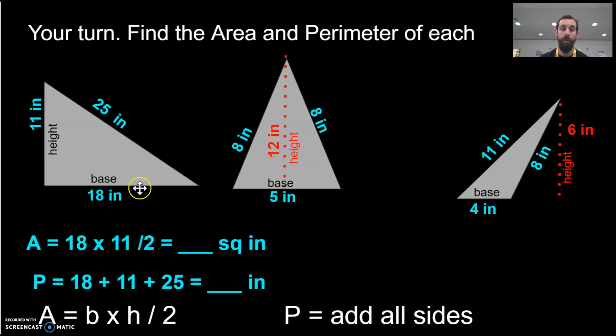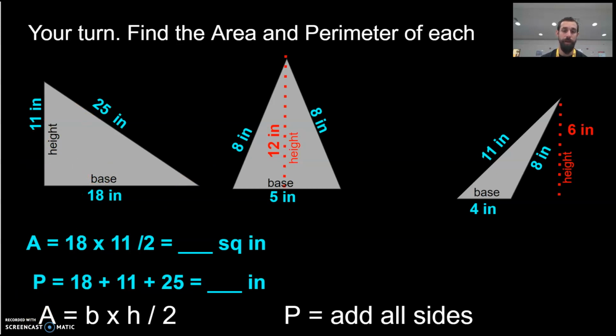Area, we have to do our base of 18, height of 11, and then we can divide that by 2 to find the area of just the triangle. If we didn't divide by 2, we'd be finding the area of a whole rectangle, and that's not what we want. We want just the triangle. And then the perimeter of this triangle is all 3 sides added together. Okay, all right, your turn.